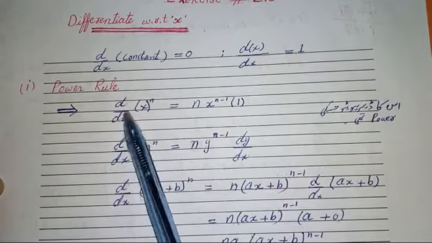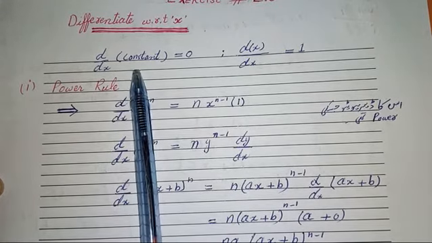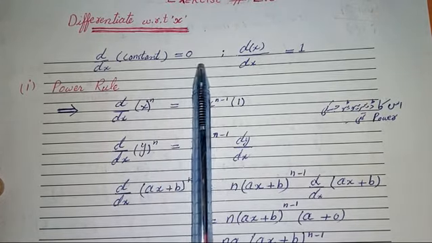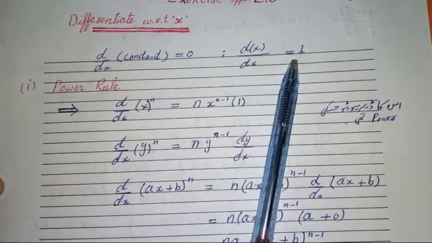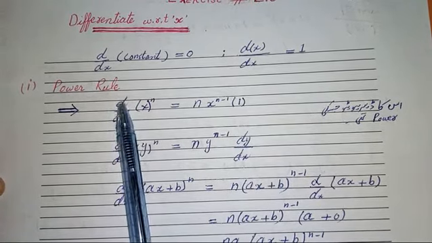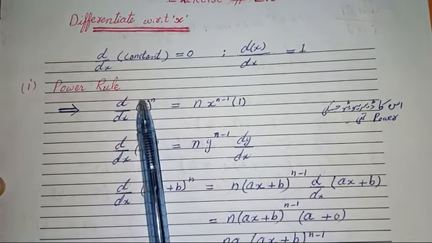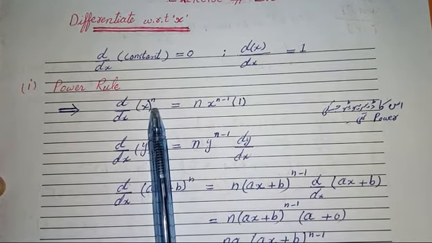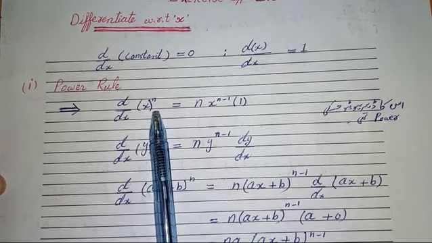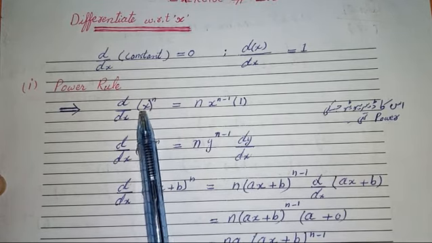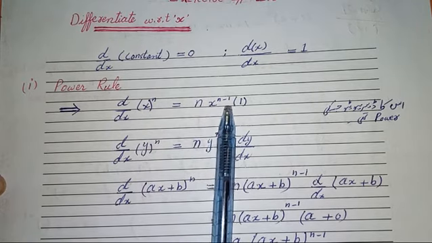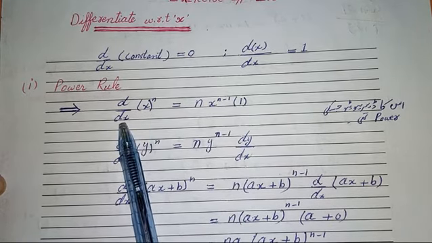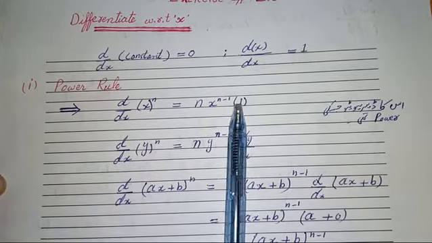I am repeating again. The derivative of any constant is equal to 0 and the derivative of any variable with respect to itself is equal to 1. While the power rule is, if there is any term present with a power, just like x cube, x raised to power 4, a raised to power 4, in this way, we will use n times x raised to n minus 1 into the derivative of that variable with respect to itself, that is equal to 1.